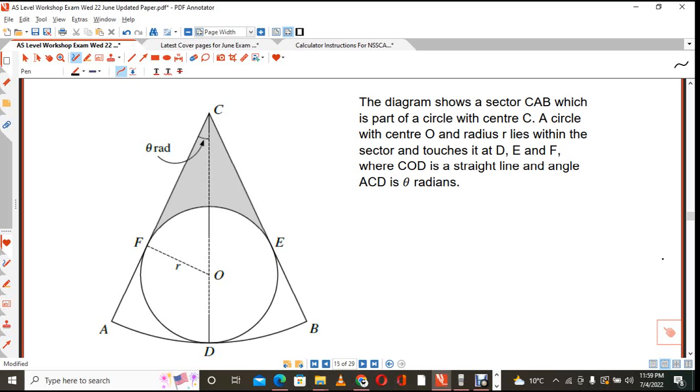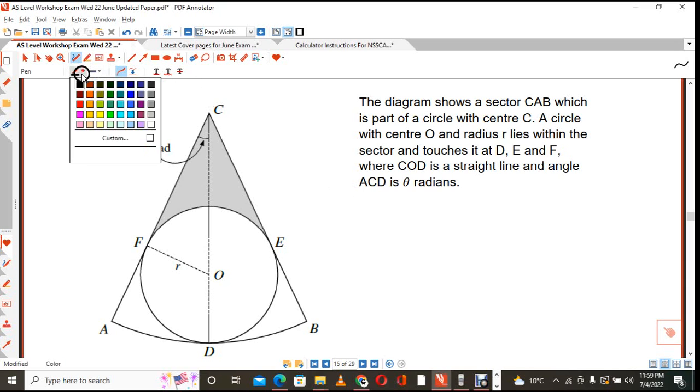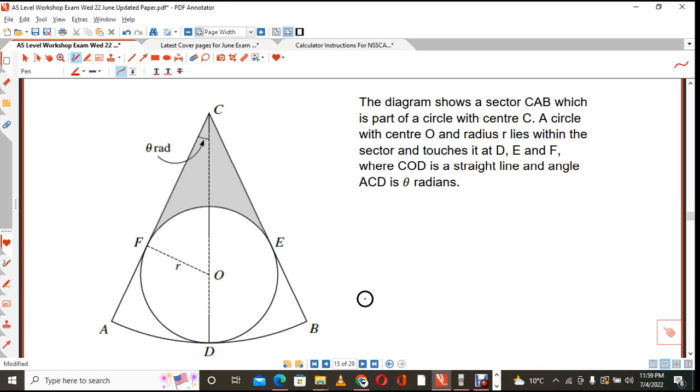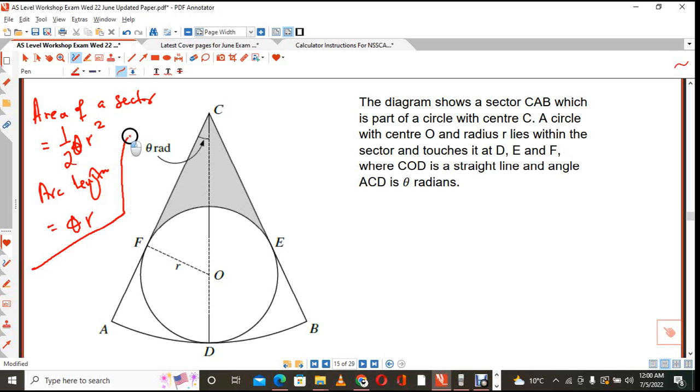Now, you are also supposed to be familiarizing yourself with some important formulas, which you can find at the back of this document. In order to find the area of a sector, it is going to be a half theta times r squared. To find the arc length, you say theta times r. So please note these formulas are on page 28 of this document.